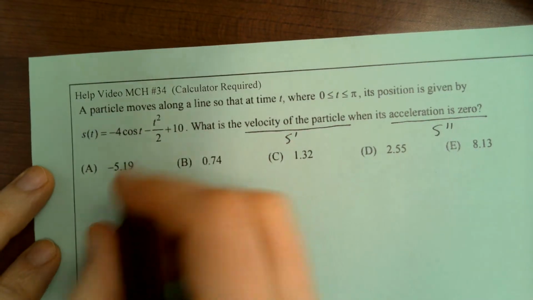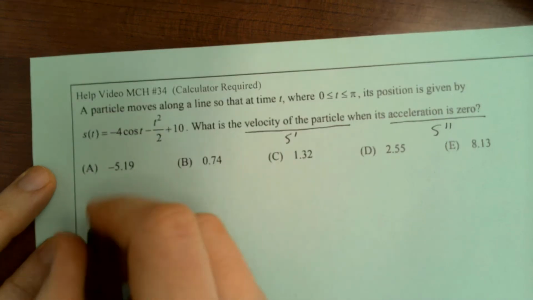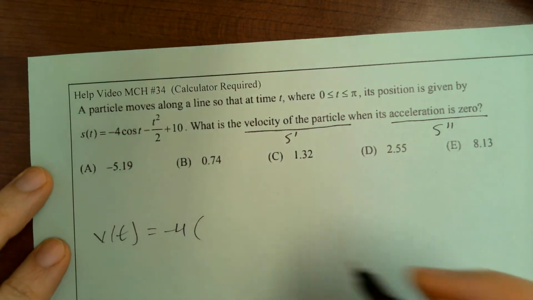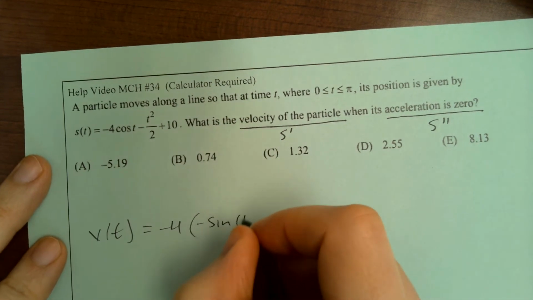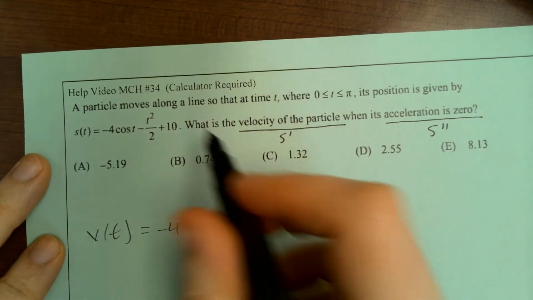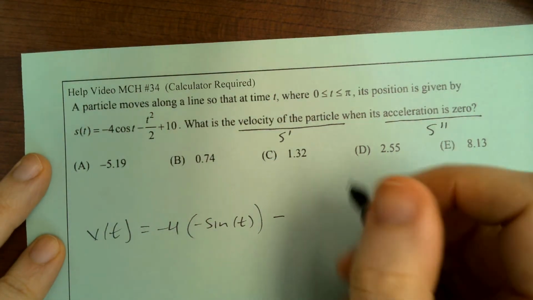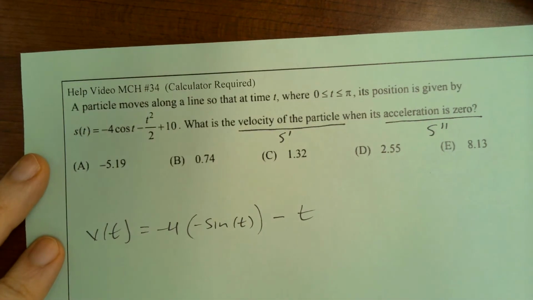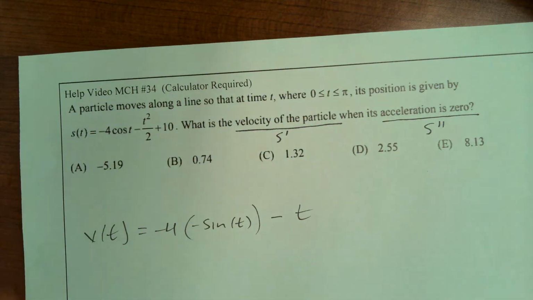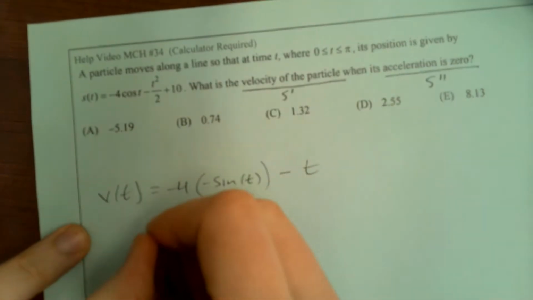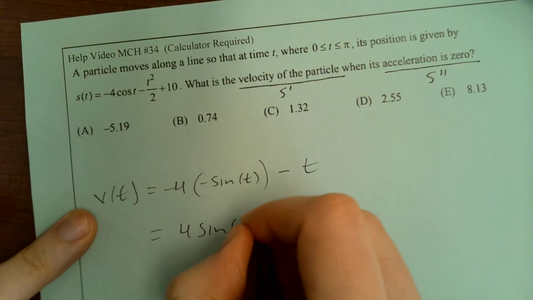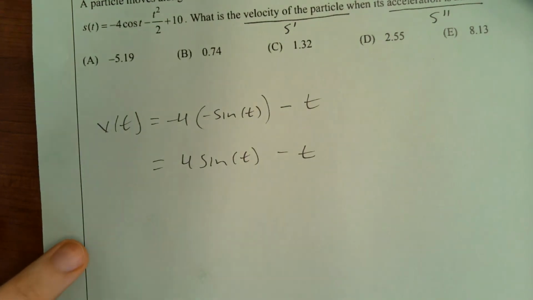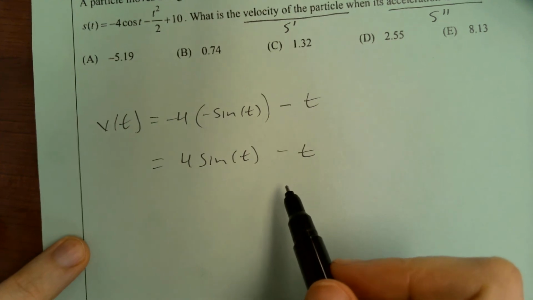Here we've got s prime, which is going to be the velocity. So the velocity is -4, the derivative of cosine is negative sine, minus, that's going to be just t, because that's like 1/2 t to the second, and you take the derivative of that. And then the derivative of 10 is 0. So this is 4 sine of t minus t. Then you're going to take the derivative of that.